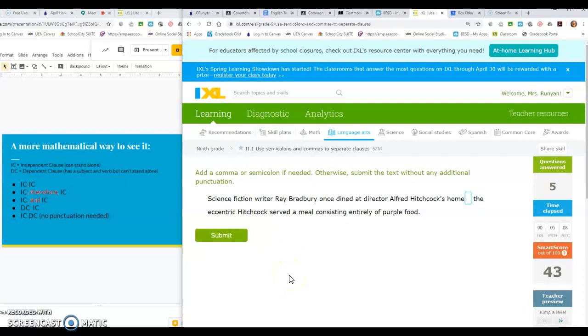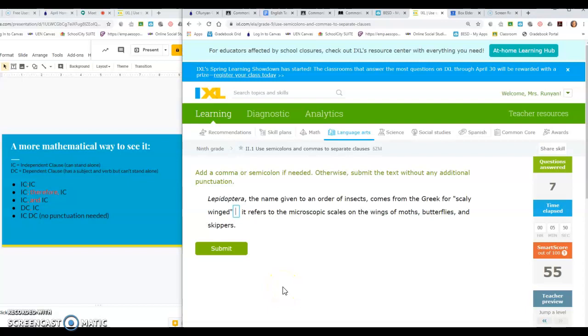Science fiction writer Ray Bradbury once dined at director Alfred Hitchcock's home. That could stand alone. The eccentric Hitchcock served a meal consisting entirely of purple food. That could also stand alone, so we do a semicolon between those two sentences. In 1392, King Charles VI of France, also known as Charles the Mad, began having convulsions. That could stand alone. And fits of violent behavior does not have a subject, or it does not have a verb. So we do not need a comma. We're going to leave that one blank.